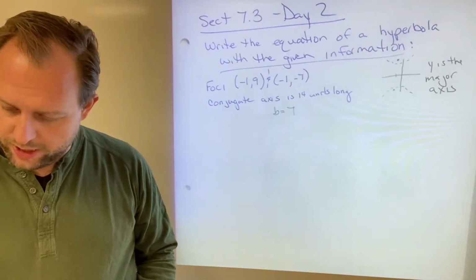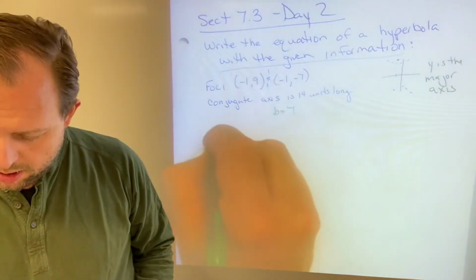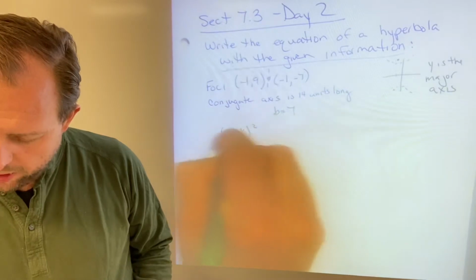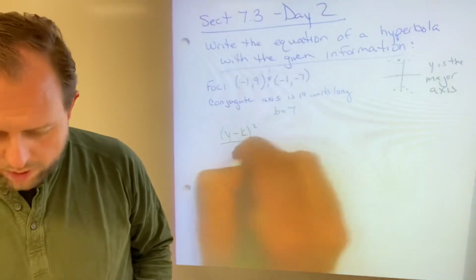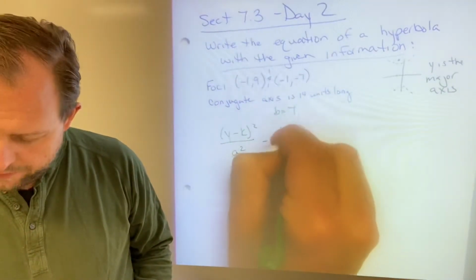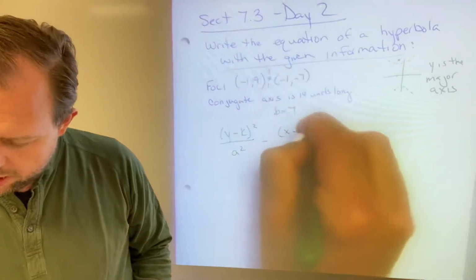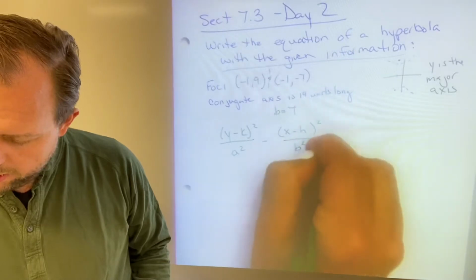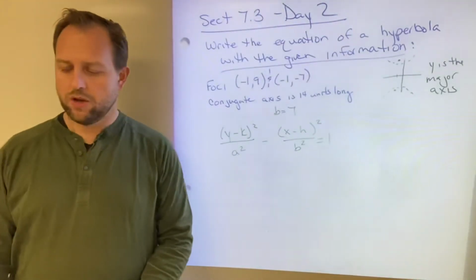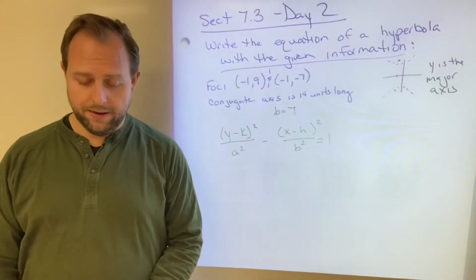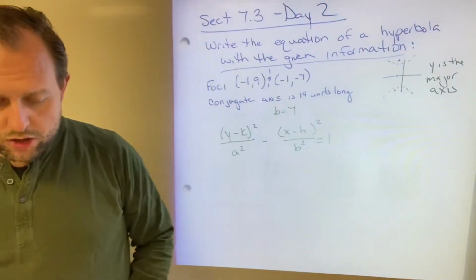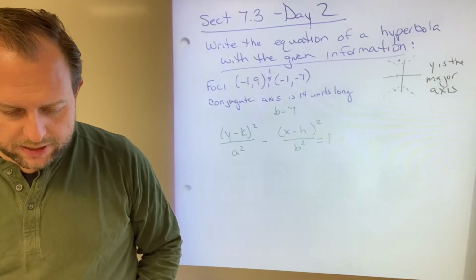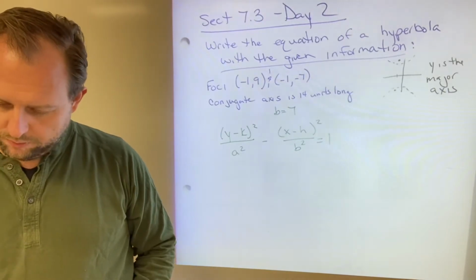Now that we know that, we can start with a base equation. Our base equation is going to be (y minus k) quantity squared over a squared minus (x minus h) quantity squared over b squared equals 1. So we need h and k, a and b.